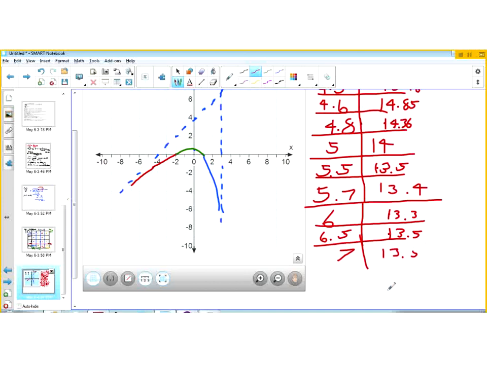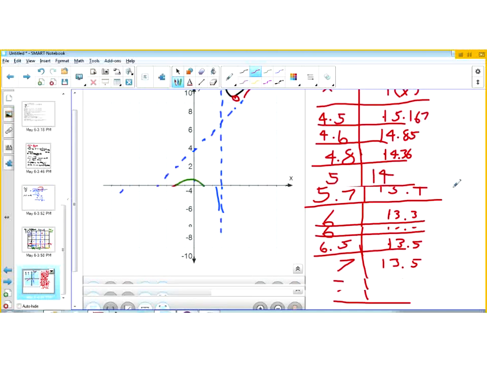49 plus 7 minus 2, divided by 4. Yes, it's 13.5 as well. So there's our level out. And just for good measure, let's do 7.5 to show that it's starting to increase. So what is f of 7.5? That would be 13.7. Yes, very good.